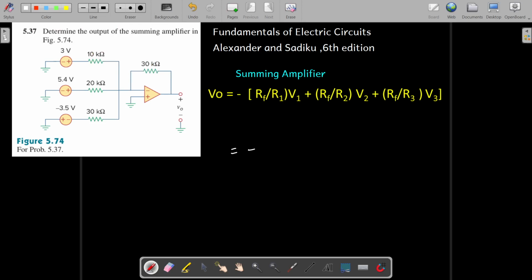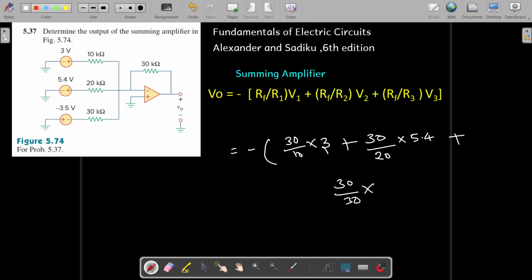So V naught is equal to minus of, so what is this, Rf by R1? So it is 30 by 10 into V1 is 3 plus Rf by R2. So 30 by 20 into this 5.4 volts plus Rf by R3 value is 30 by 30 into minus 3.5. Okay, so this is 3 times and here 3 by 2 into 5.4, here it becomes 1.